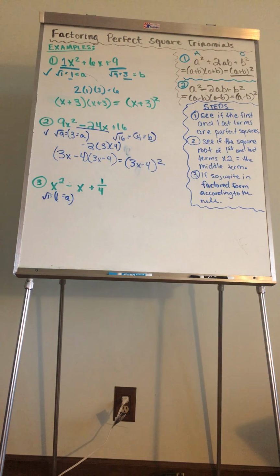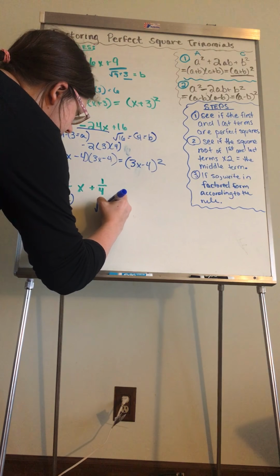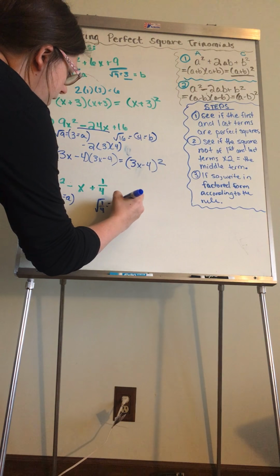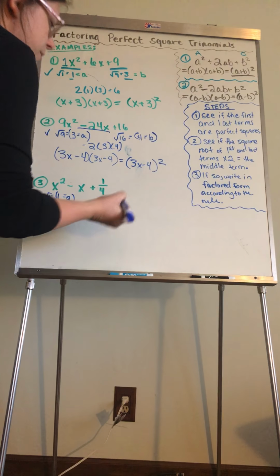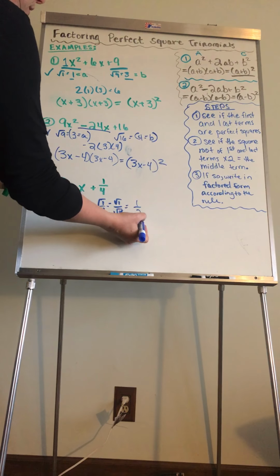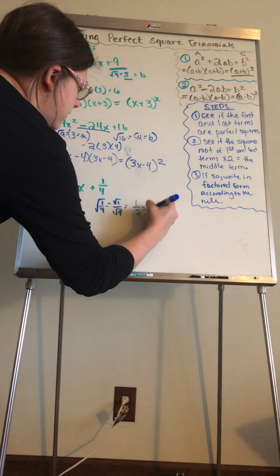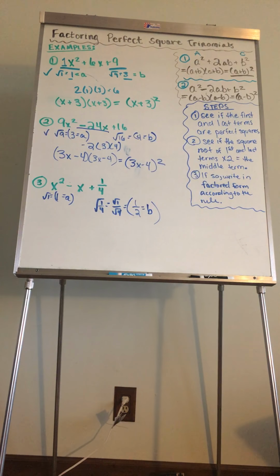Now 1/4, we went over this earlier, or last semester. We talked about fractions, perfect square fractions. 1/4 is one because both the numerator and the denominator are perfect squares. So the square root of 1/4, I would take the square root of 1 over the square root of 4. Those are both perfect squares, okay? And I end up with 1/2. Square root of 4 is 2, square root of 1 is 1. And that is b, okay?